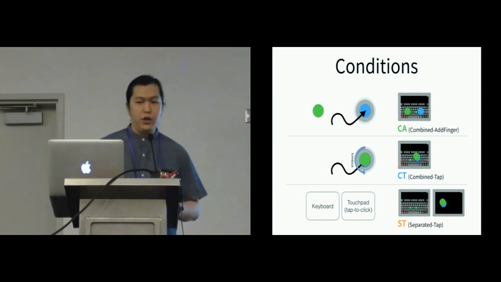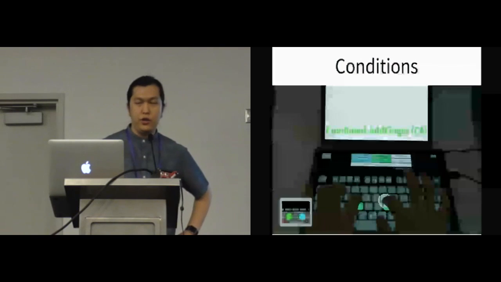We prepared three conditions. The first one is CA, which means the combined and add finger gesture interaction, and CT for combined and tap gesture interaction. And as a baseline, ST means the separated tap, which uses two devices, one for the keyboard and one for a touchpad.